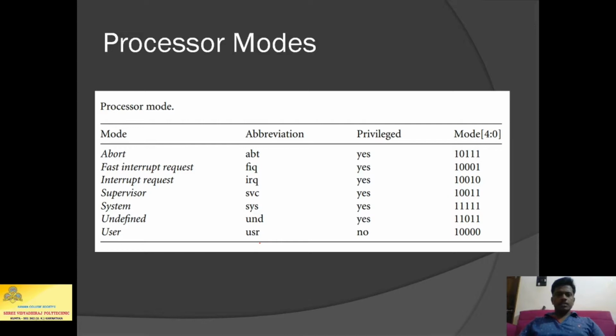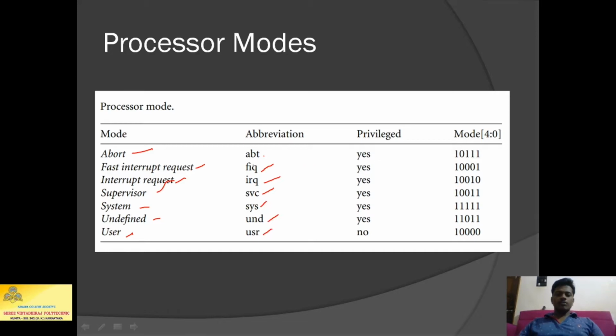Next slide. Processor modes. We have seen 7 processor modes. Those are abort, FIQ, IRQ, supervisor, system, undefined, and user. So these modes' abbreviations are given here. For abort we have ABT, fast interrupt request FIQ, interrupt request IRQ, supervisor is abbreviated as SVC, system SYS, undefined UND, and for user mode it is USR.